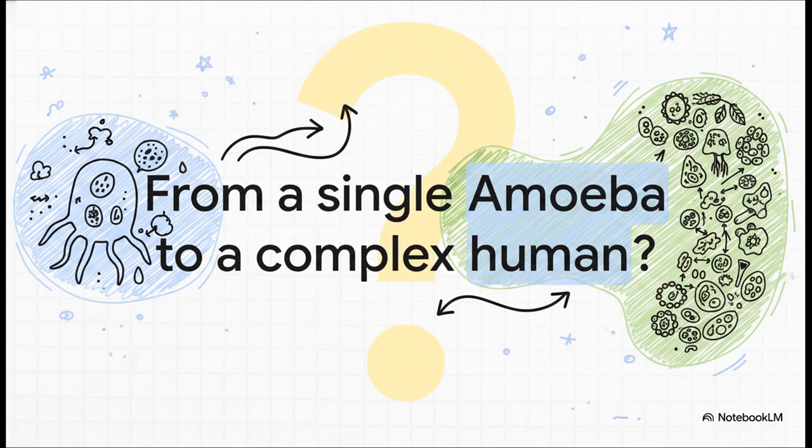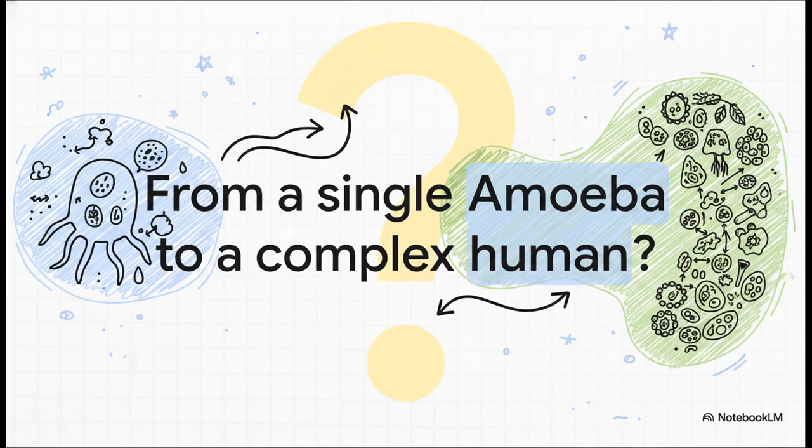So, to understand our own complexity, we kind of have to start simple. Consider the amoeba. It's a unicellular organism. That means a single cell literally has to do it all. It handles movement, taking in food, gaseous exchange, excretion, the whole shebang. It's essentially a one-cell band.